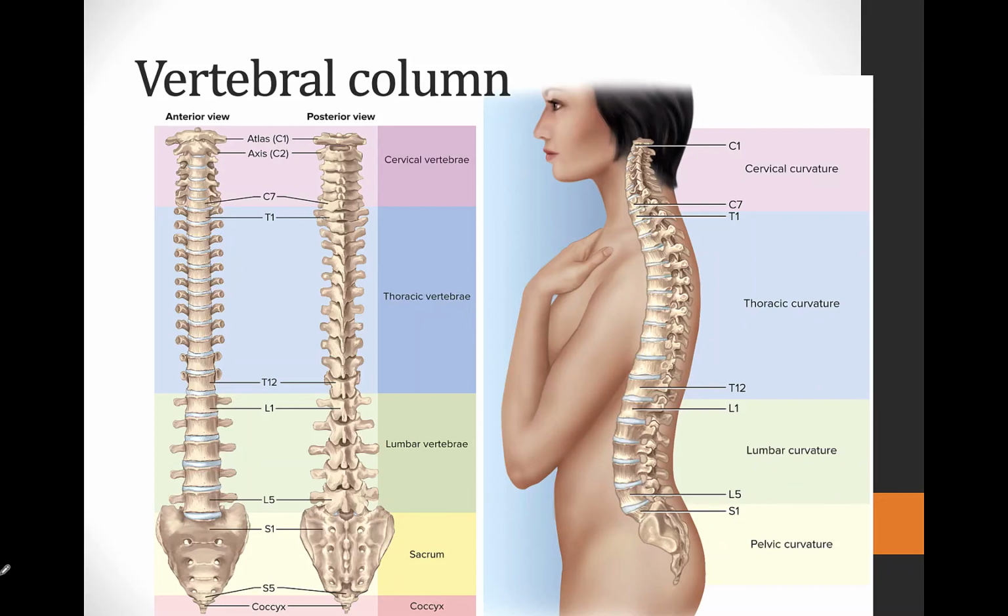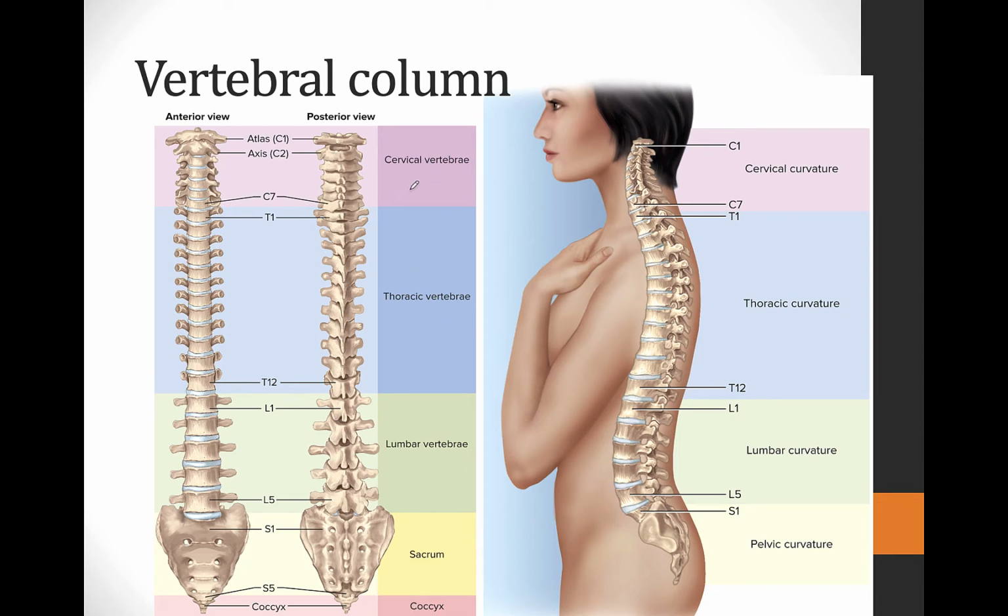The vertebral column can be divided into 5 regions. The neck region is your cervical vertebrae. Thoracic is kind of where your lungs and ribs are. Lumbar is your lower back. Sacrum, where you attach to your hips. And then the coccyx being the tailbone.